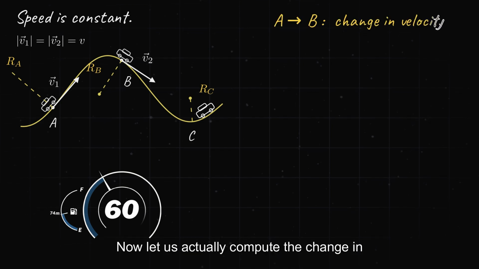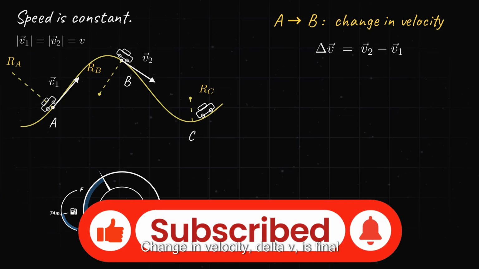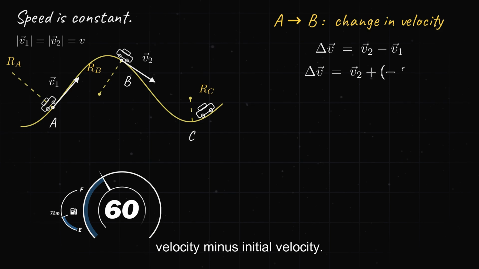Now let us actually compute the change in velocity as the car goes from A to B. Change in velocity, delta V, is final velocity minus initial velocity.